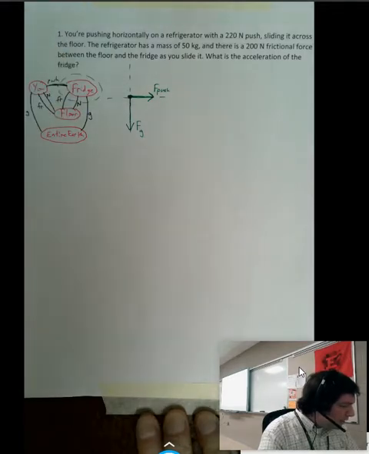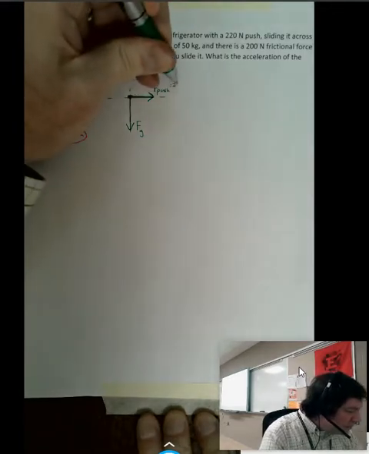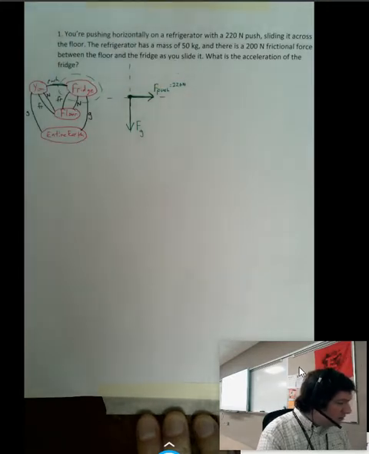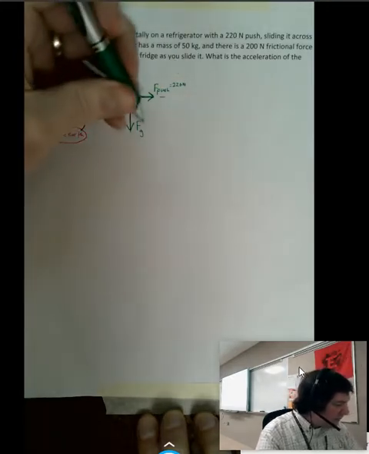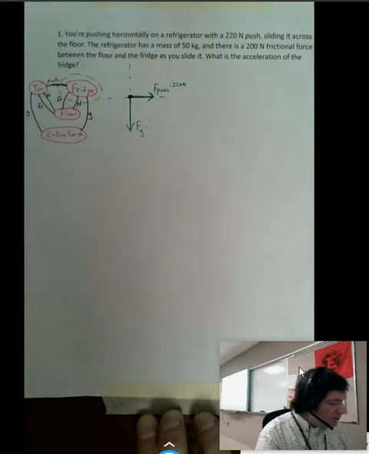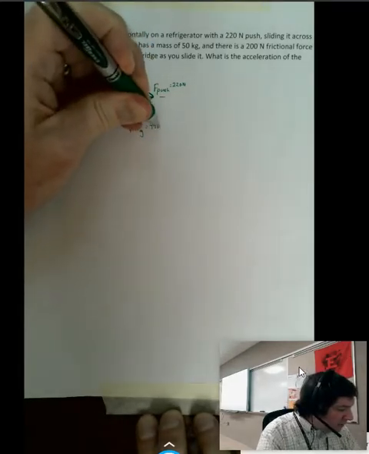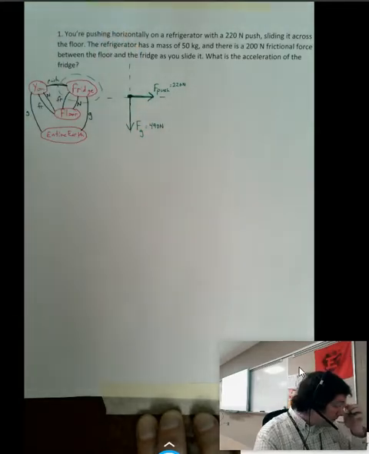Those are not equal amounts. In fact, I know that this one is 220 newtons. The gravitational force, 50 kilograms times 9.8 newtons for each kilogram, I know that that number is going to be 490 newtons.